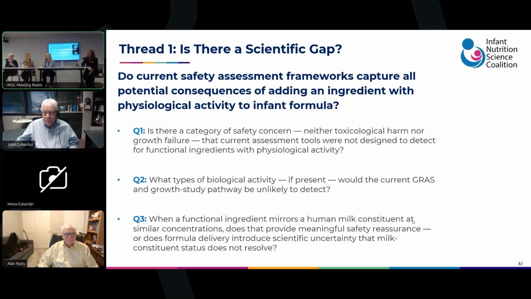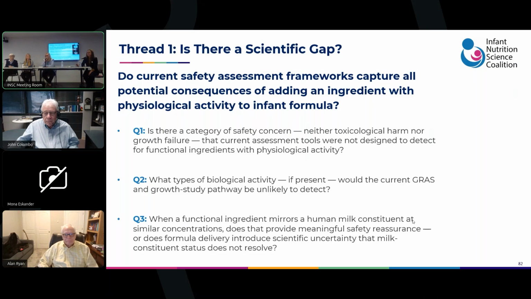But then my question would be, when you're adding one of these functional ingredients, and you want it to be suitable for infant formula, how do you modify that toxicity testing? Is it the same thing, or is there something you need to pick up specifically to make sure that you're not carrying forward something that could cause harm?